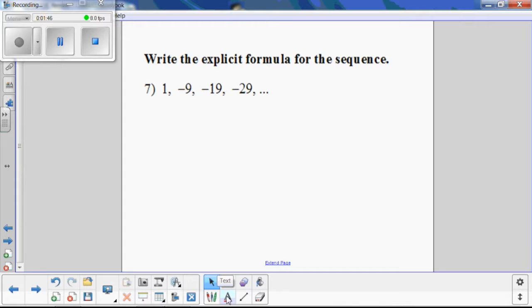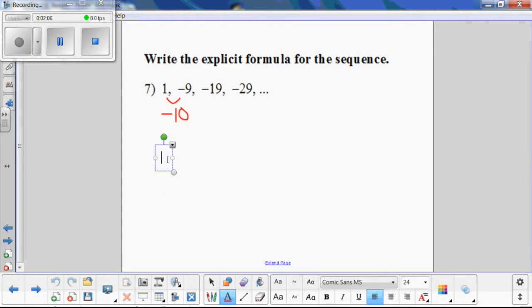The next thing we did was write the explicit formula for the sequence. In order to write the explicit formula, we have to determine whether the sequence is arithmetic or geometric. In this sequence, we are subtracting 10 each time, which makes this an arithmetic sequence. So the explicit formula is A sub n equals A1, which in this case is 1, plus n minus 1, and then times your common difference, which is negative 10.